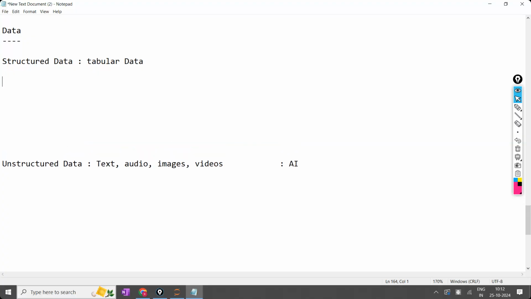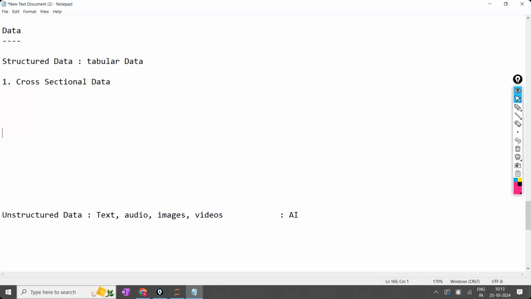Now, in the structured data, we are having two types again. The first one is called cross-sectional data. Cross-sectional data means data which is not dependent on time. A data set which doesn't depend on time. Time variable is not important here. If the data set depends on time, it is called time series data. In the given data set, if you have a time series variable, it is called time series data.